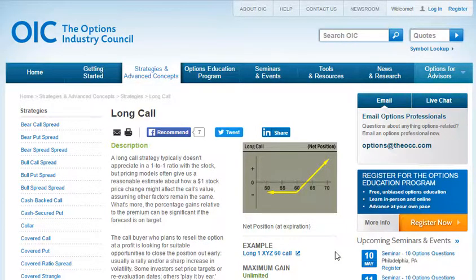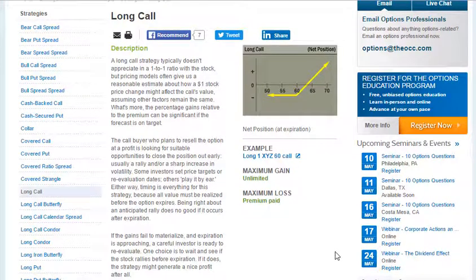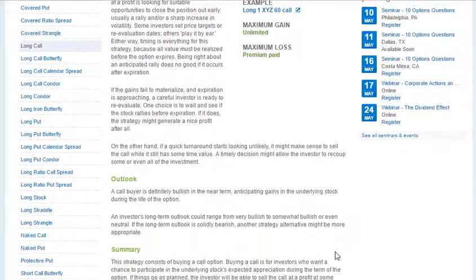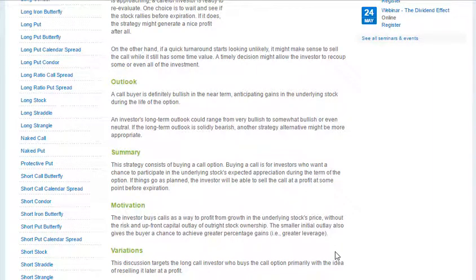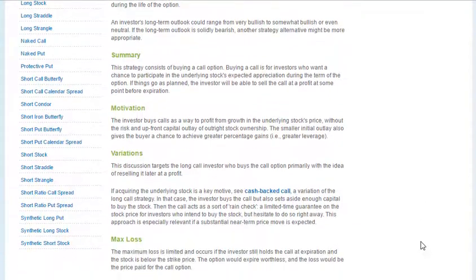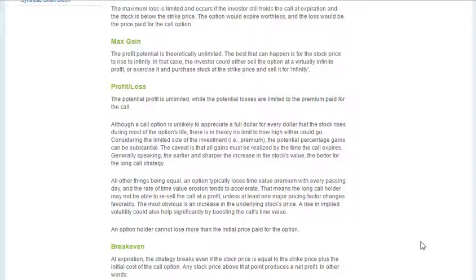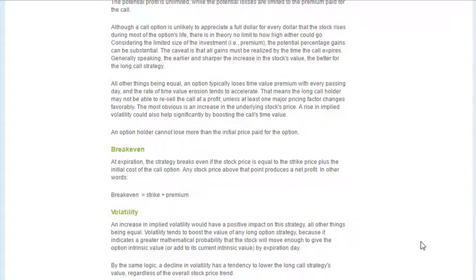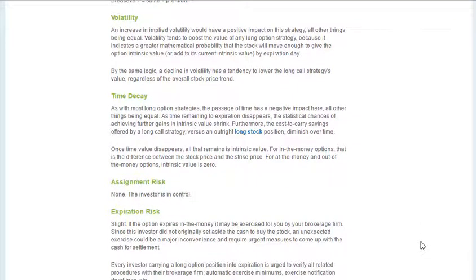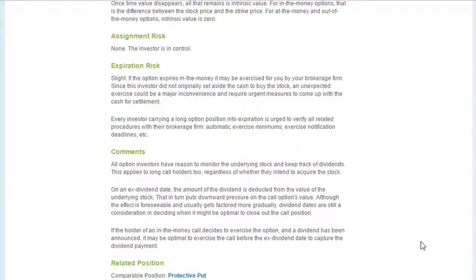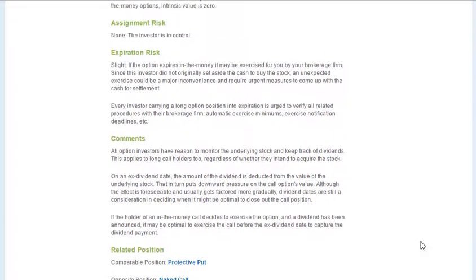So for example, if we look at the long call, it's going to give you the maximum gain, maximum loss. It talks about the description with the outlook. Of course, I'm going to be bullish. I want to buy the stock. I've got the right but not the obligation to buy. A little bit about the motivation, valuations, maximum loss, maximum gain, profit and loss, break even, which we recall was the strike price plus the premium on the break even on long call. Volatility, a little bit into the time decay. We don't get into this in CFA level 1 at all. And some comments, okay? And then it's got some related positions.